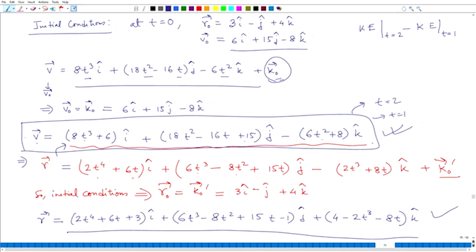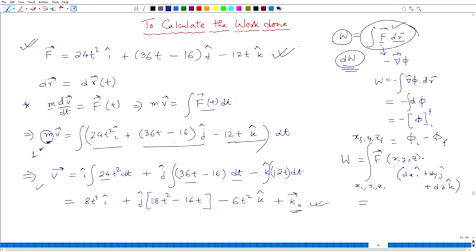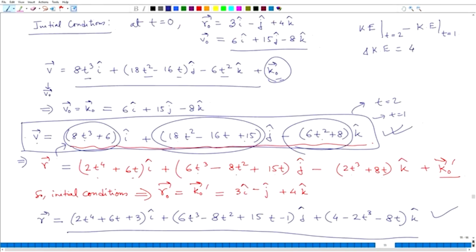Then for every V vector you can calculate the corresponding modulus squared, which will be nothing but the square of this part plus the square of this part plus the square of this part. Okay. If you do that, you can check that the delta of kinetic energy will be exactly equal to again this amount, 4134 units. Okay. There should be a plus minus problem always, that depends on which difference you are taking.